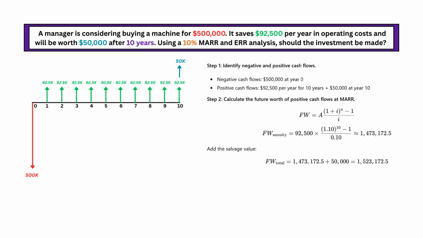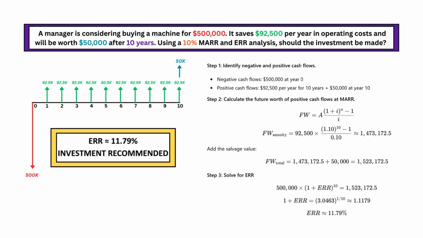Now comes the core idea of ERR. We set the future worth of the positive cash flows equal to the future worth of the negative cash flows and solve for the interest rate that makes those two values equal. That interest rate is the external rate of return. Solving this equation gives an ERR of about 11.79%. Because this is greater than the company's MARR of 10%, the investment is economically justified.